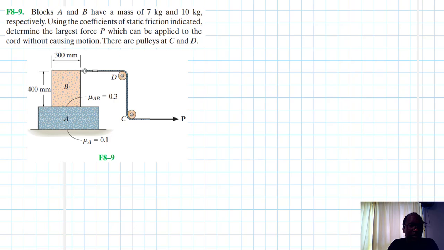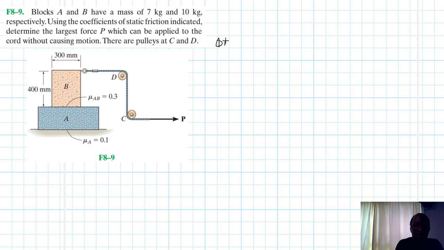Blocks A and B have a mass of 7 kg and 10 kg respectively. Using the coefficient of static friction indicated, determine the largest force P, which can be applied to the cord without causing motion. So we don't want to experience any motion to block B, whether tipping or sliding. There are pulleys at C and D. Okay, this problem is coming from the Engineering Mechanics Statics textbook, 13th edition by R.C. Hibbeler.